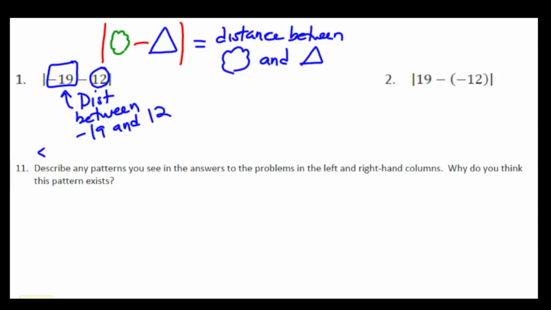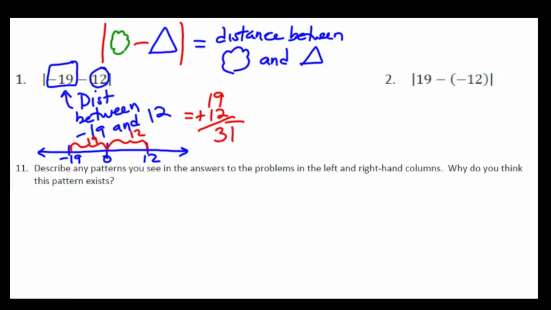So we can visualize a number line, 0 is in the middle, and we're trying to find out how many units negative 19 is away from positive 12. Well, they're each on opposite sides of 0. So negative 19 to get to 0 will be 19 units away. And from 0 to get to 12 is 12 units away. So how far negative 19 is from 12 would be 19 plus 12, or 31. So the answer for question 1 is 31.